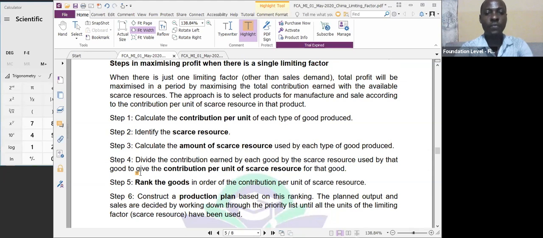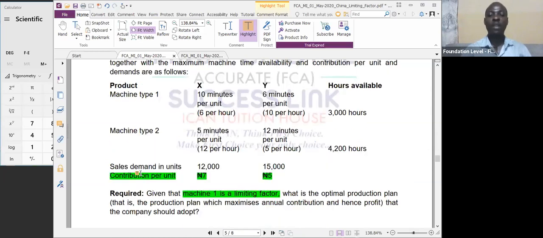It is either we say 12 units per hour, or we say 5 units per minute, 5 minutes per unit. Whichever one we use, we are talking about the limiting factor per unit. So we may need to either convert minutes to hours, or we take them per unit, 5 minutes per unit, 12 minutes per unit. We keep them in minutes, whichever one fits you. Then you now divide by contribution to get your contribution per limiting factor.